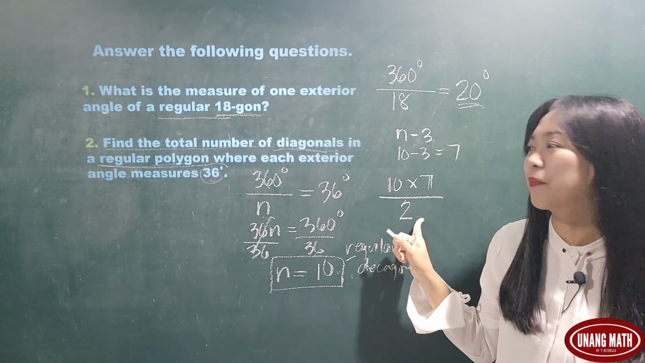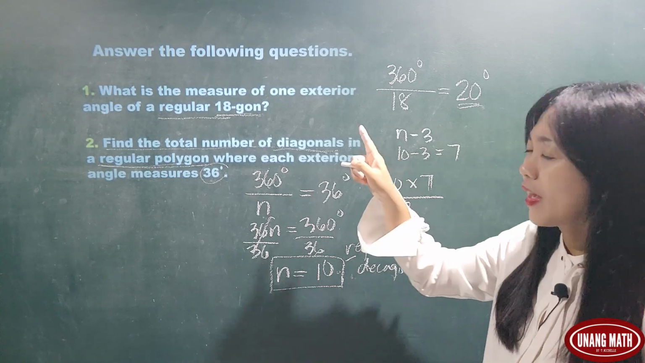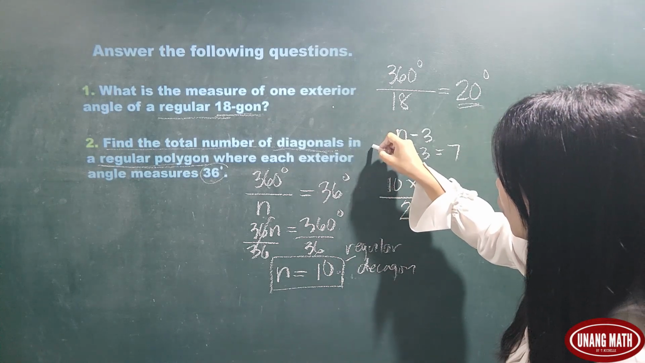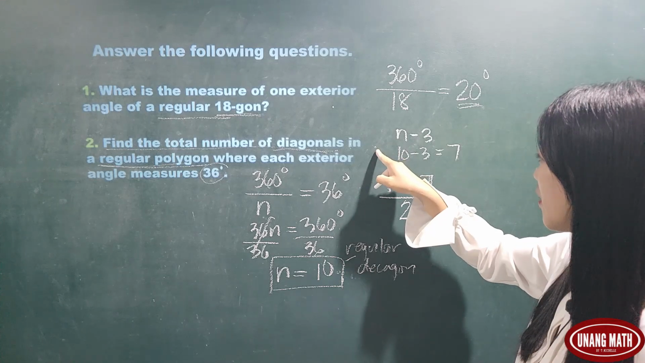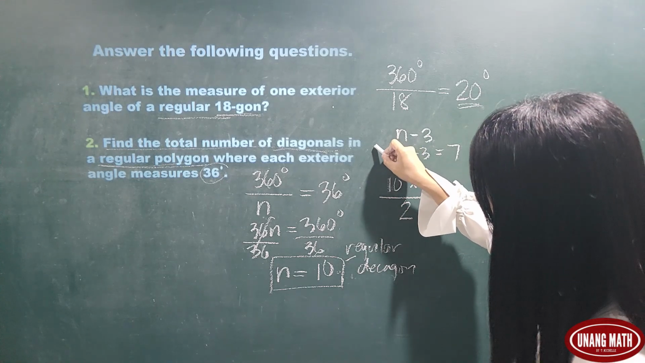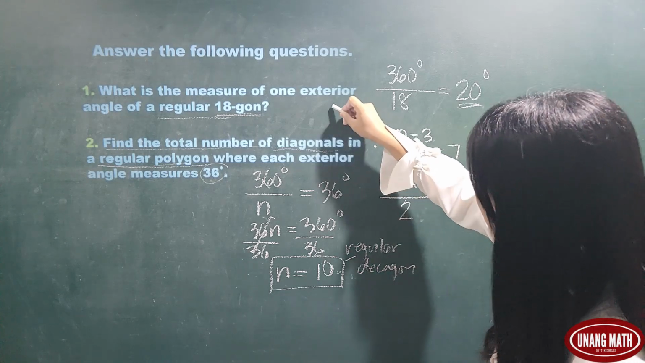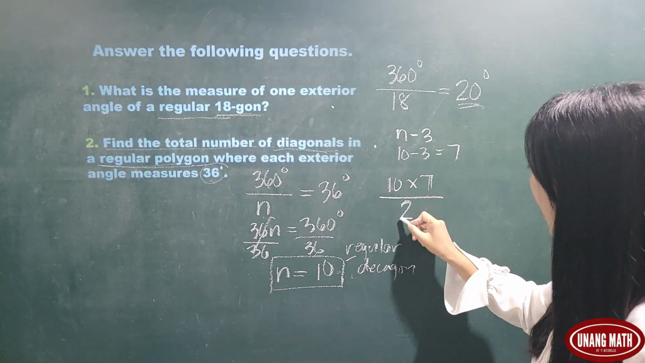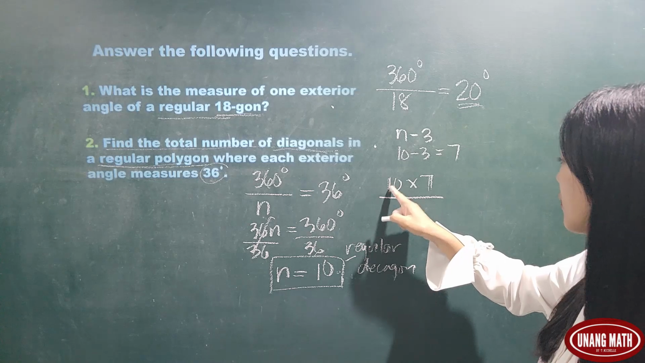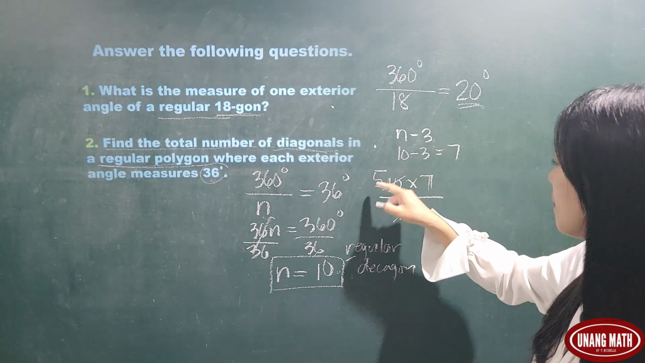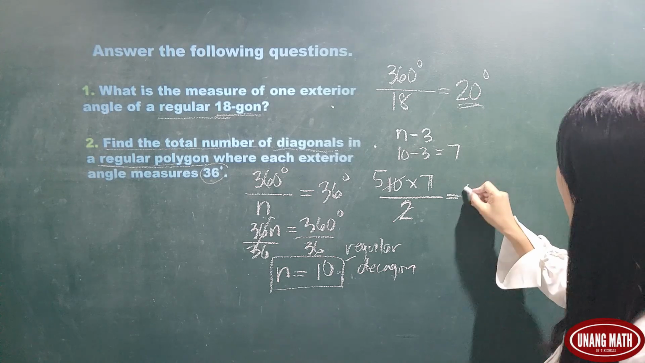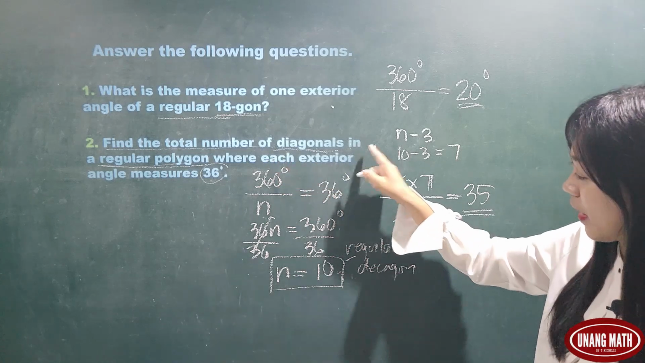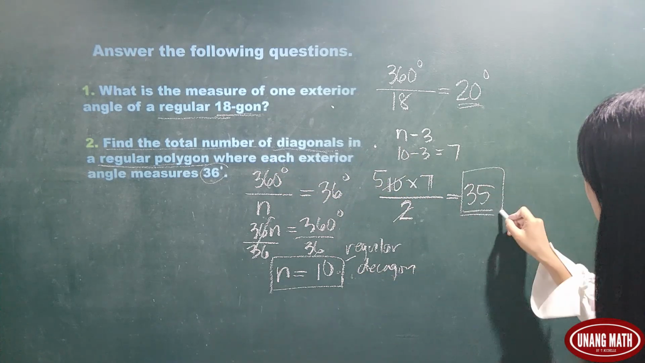Why do we need to divide by 2? Because remember, if we draw a diagonal from one vertex to a non-adjacent vertex, that other vertex also draws a diagonal to this one. So this repeats, so we have to divide by 2. If we simplify, 10 divided by 2 is 5. So 5 times 7 is equal to 35. So the total number of diagonals of a regular decagon is 35.